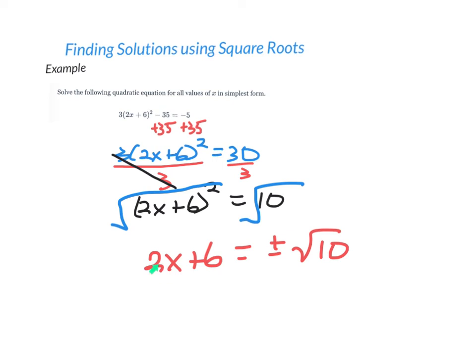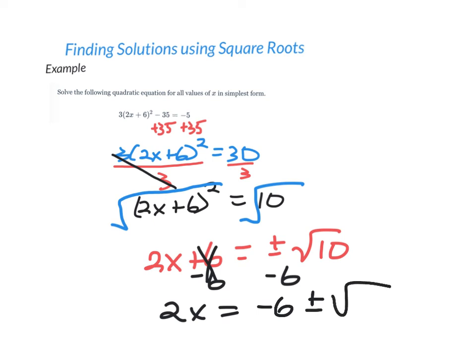However, we're not finished here. We're still trying to solve for x. So with 2x plus 6, we need to get rid of this plus 6. So we're going to subtract 6 from both sides. The way this is going to look, these end up canceling. But now it says 2x equals, and we're not really subtracting 6 from this number. We're going to write it as negative 6 plus or minus the square root of 10.